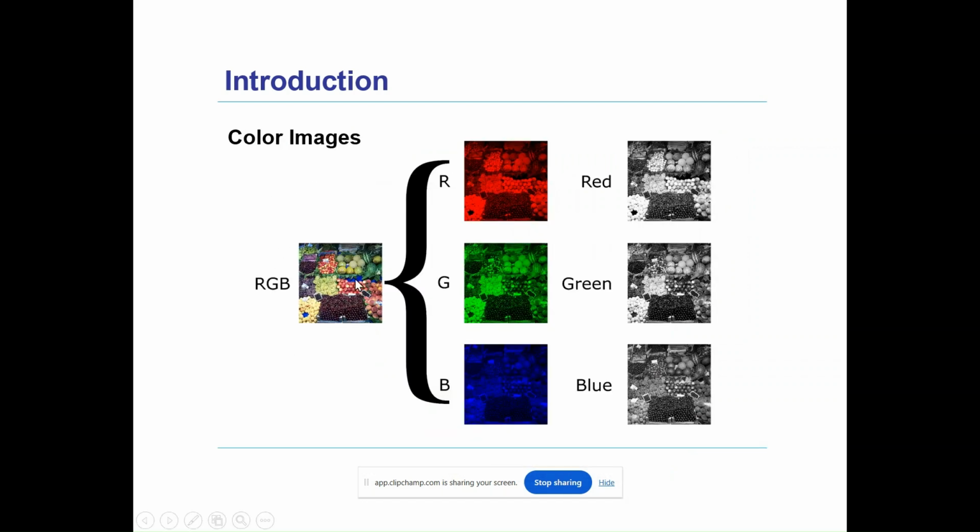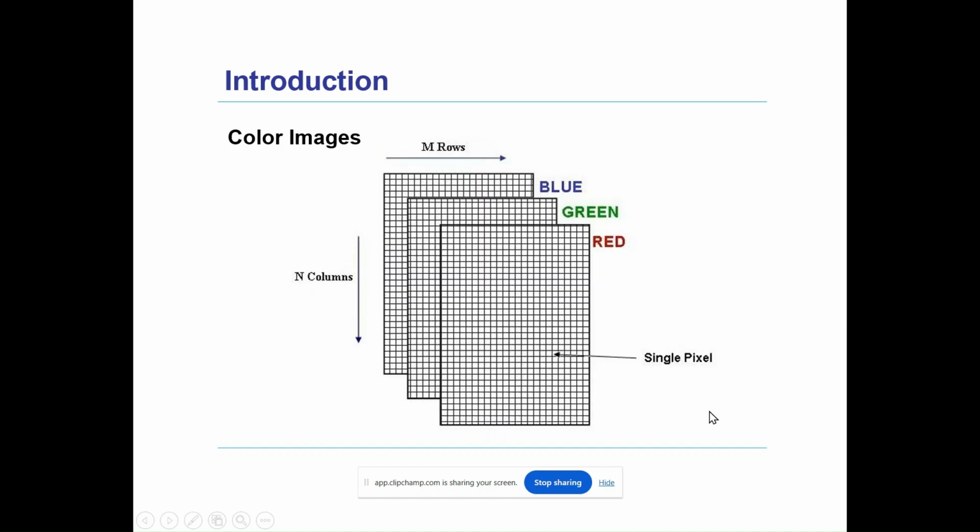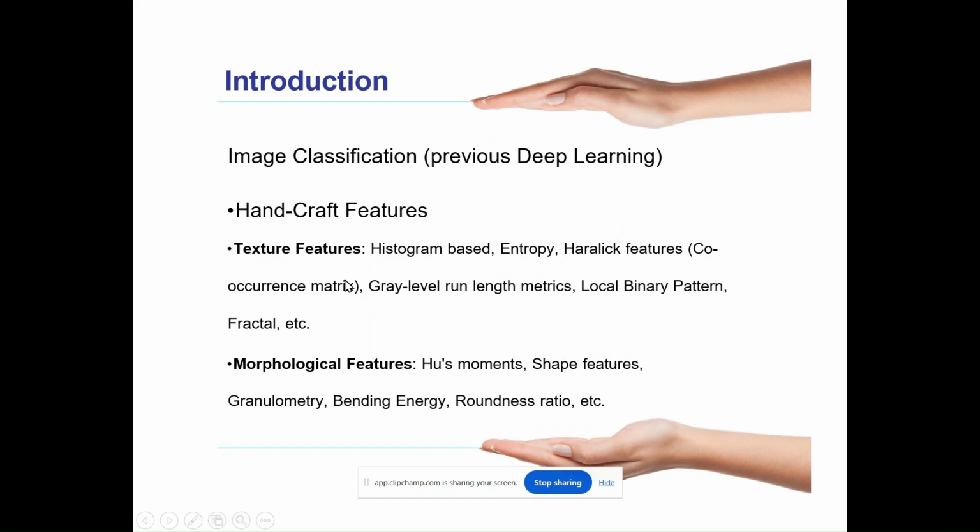So let's understand what color images are. Usually a color image, like this one with fruits and vegetables, is in the form of the colors red, green and blue. And usually we first convert it into a grayscale image like this. If we take one image in the form of blue, green, red with m number of rows and n number of columns, and take one pixel as a small box in that, this is how we can visualize it. So handcrafted features are important in image classification.